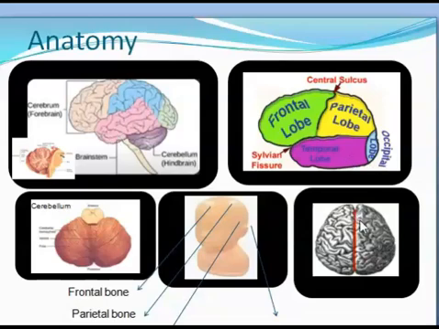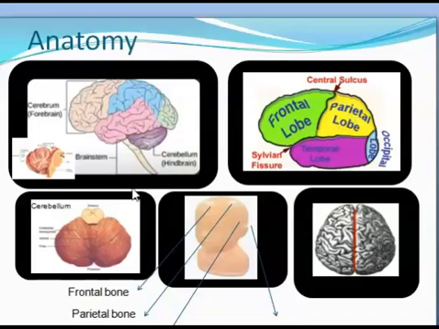Each cerebral hemisphere is further divided into four sections. The frontal lobe is separated from the rest of the lobes by a sulcus, which is called the central sulcus. The temporal lobe is separated from the rest of the lobes by the sylvian fissure, also called the lateral sulcus. The other two lobes are the parietal lobe, and the most posterior one is the occipital lobe. So the anterior one is the frontal, the posterior one is the occipital, the lower one is the temporal, and the upper is the parietal lobe.